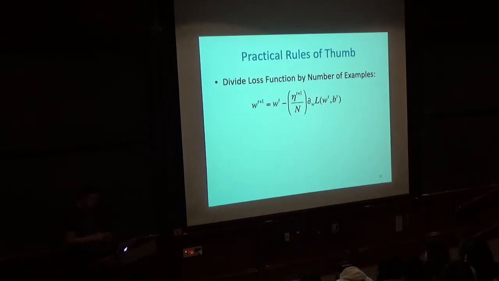So here's a few rules of thumb. One thing that people often do is they divide the loss function or the gradient or the step size by the number of training examples. So if I have a training set of 1,000,000 or a training set of 100,000, and I want the behavior of the learning algorithm to be similar, subject to the individual losses having a similar dynamic range, then it's simply normalized by the number of training examples.